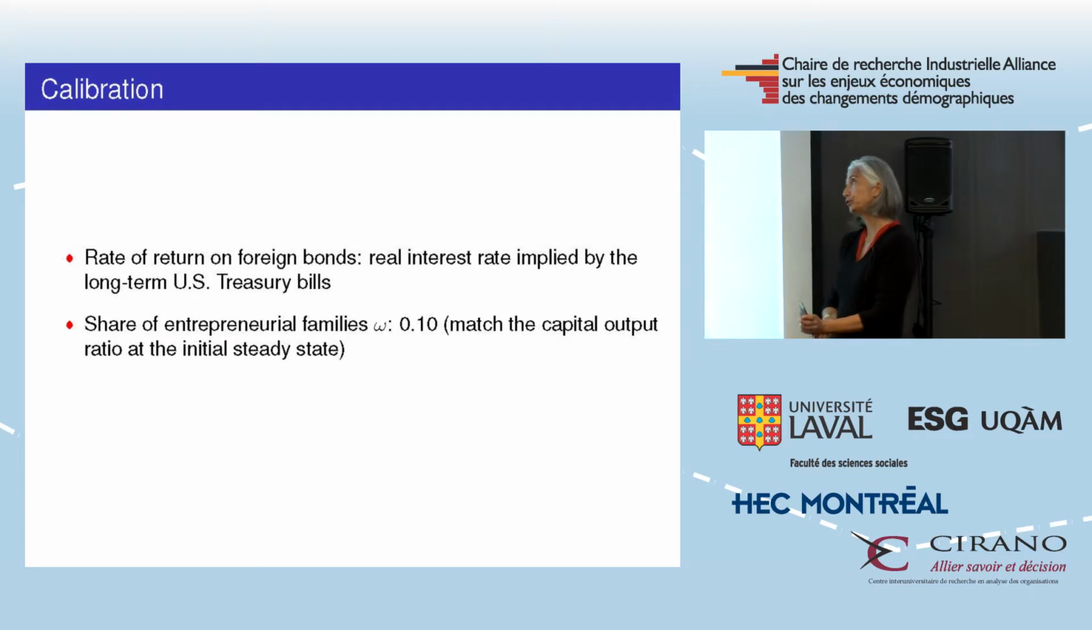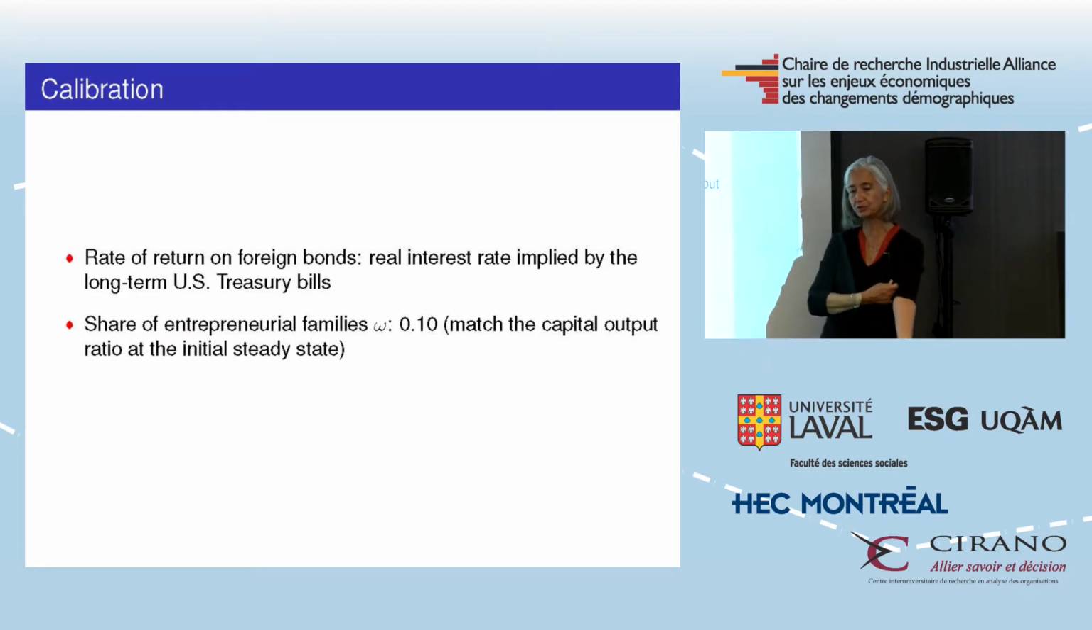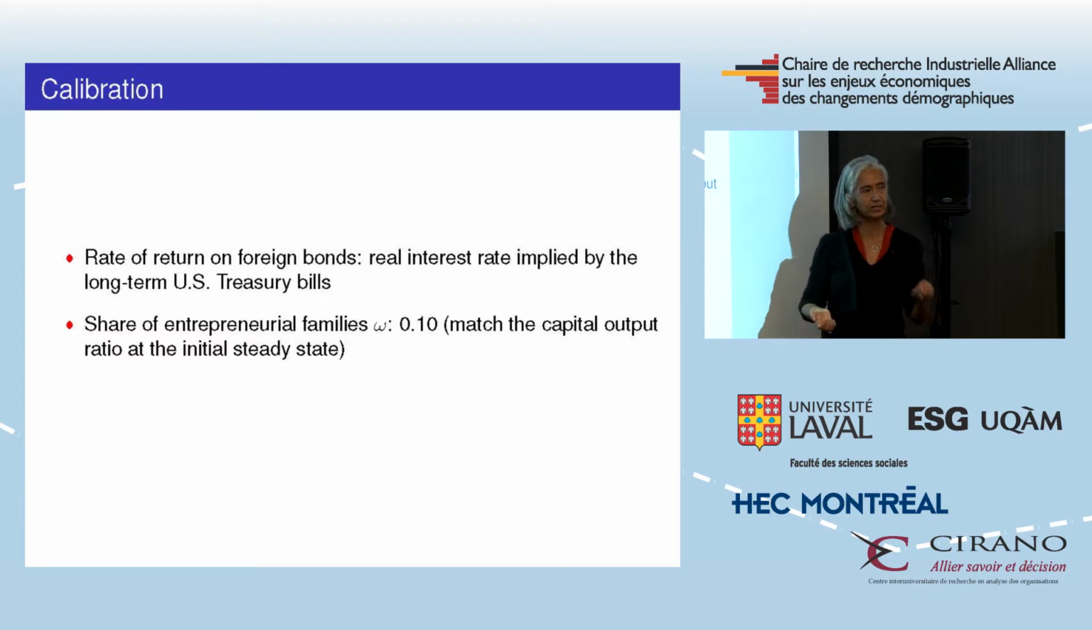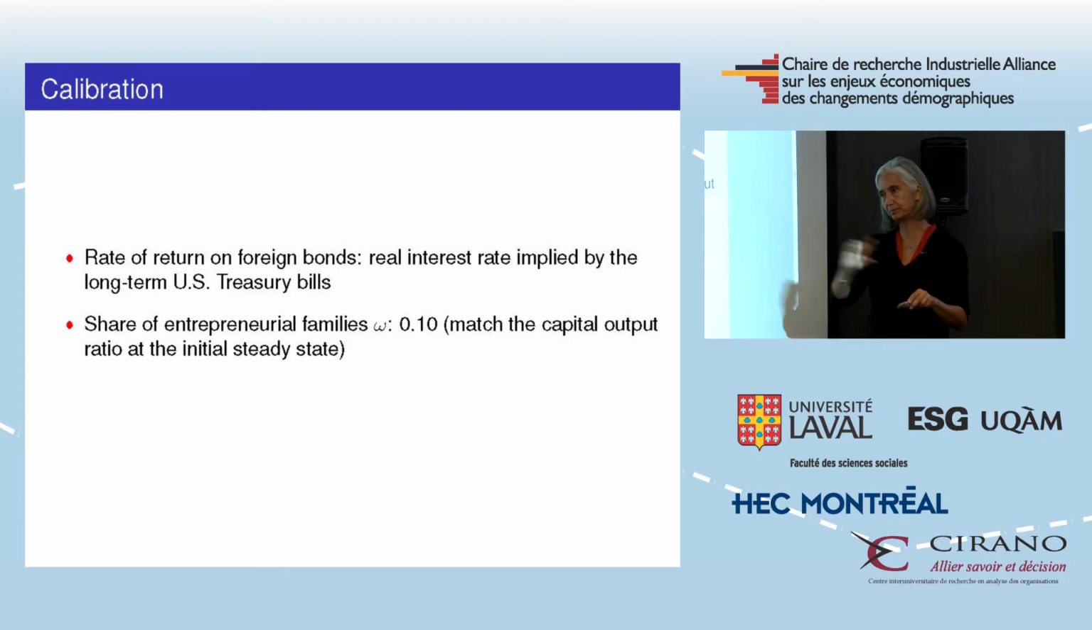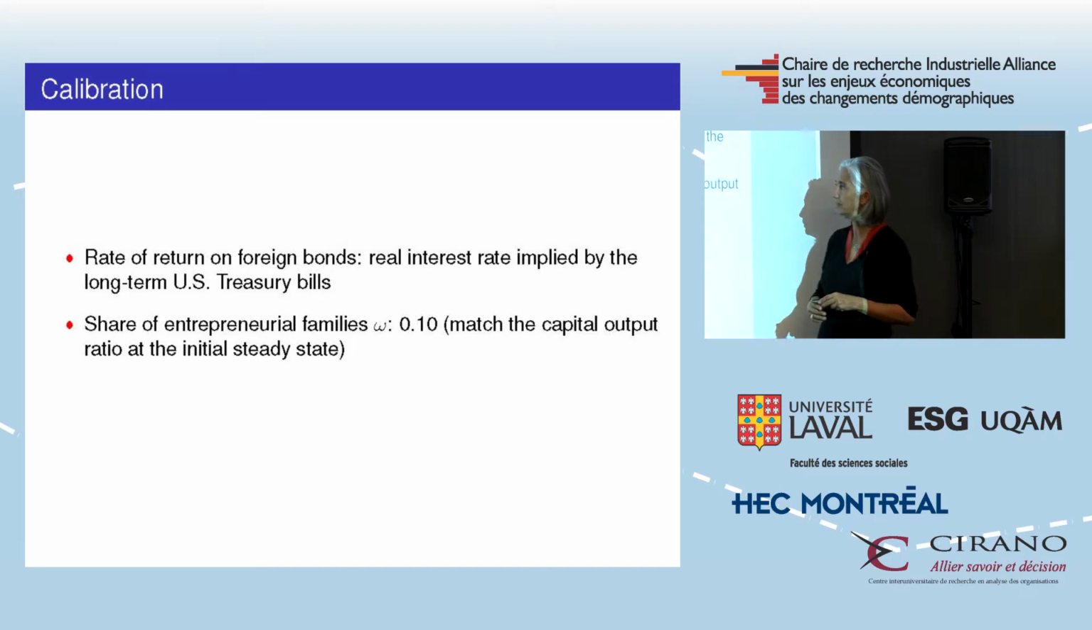For the rate of return on foreign bonds, we took the real interest rate implied by the US T-bills. Although, I'm not sure if that's the best thing to do either, because while the government might be saving on US Treasury bills, I don't think the typical Chinese household gets that return. In the model right now, everybody's getting the same return. So this is something we'll play around with probably.